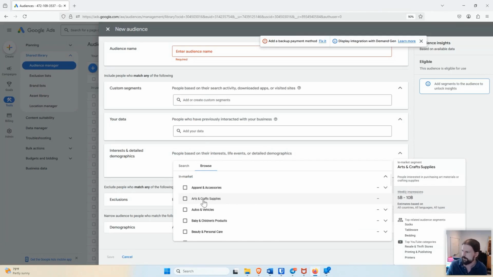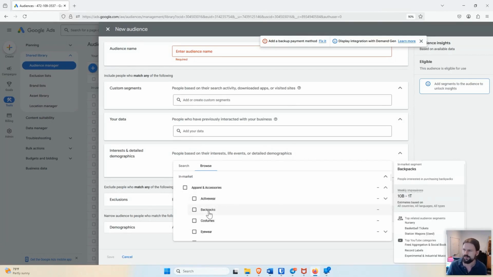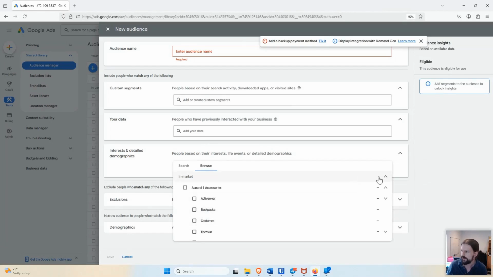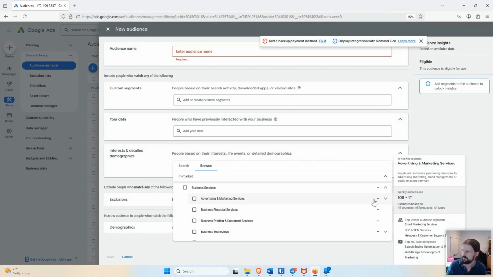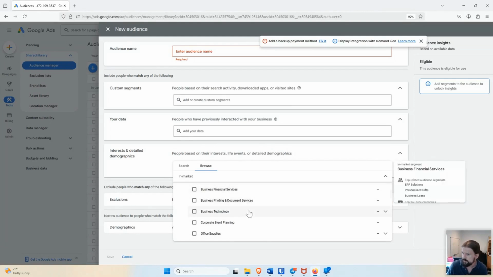Like arts and craft supplies, you can't drill down on that, but with apparel and accessories, I can drill down and specifically target people that are looking for backpacks or costumes or eyewear, etc. And if I go into business services, for example, I use this one a lot. Advertising and marketing services, I can target that specifically. I can even get more detailed. I can go to email marketing services or SEO and SEM services. Those are types of marketing services. Business financial services, business technology, event planning, etc.